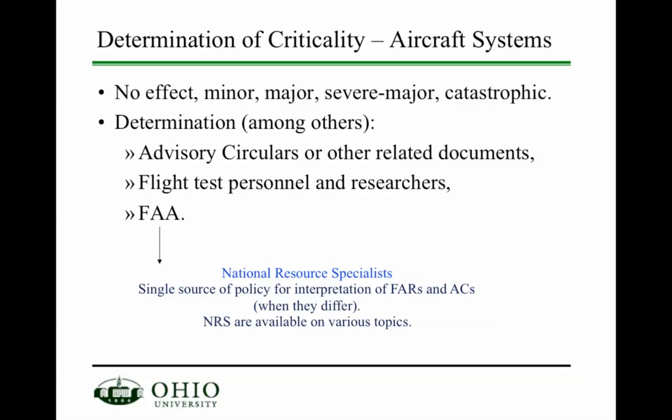So the determination of criticality for an aircraft system could be no effect, minor, major, severe major, or catastrophic. And the determination is done among others, because these are just a couple of examples, it may be established in certain advisory circulars or related documents, certain standards, or TSO documents. It may be established by flight test personnel, even researchers, or it may be established by the Federal Aviation Administration.